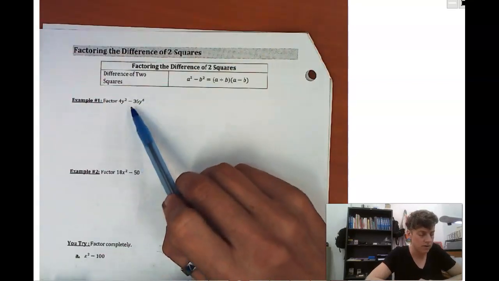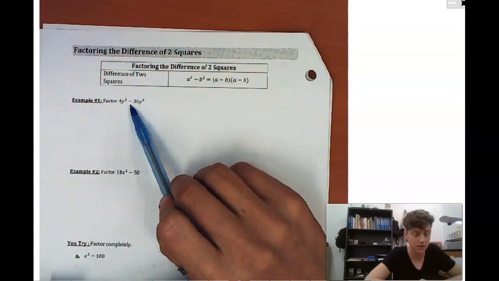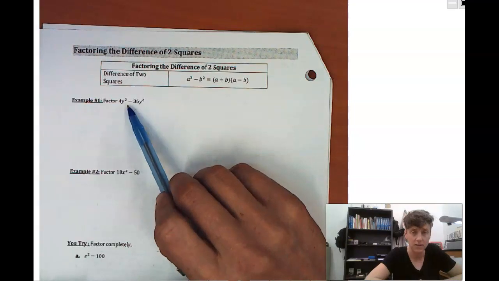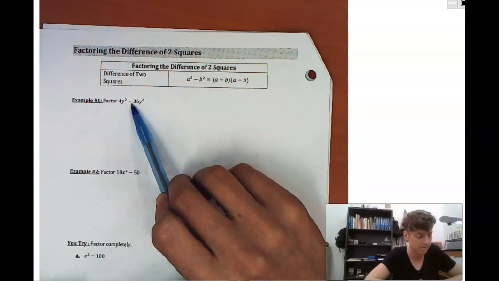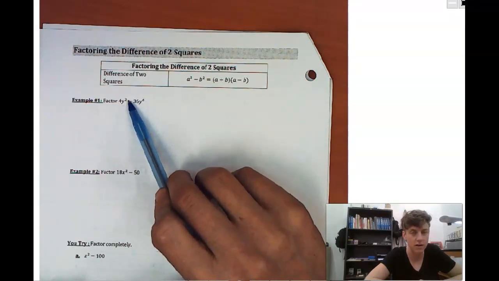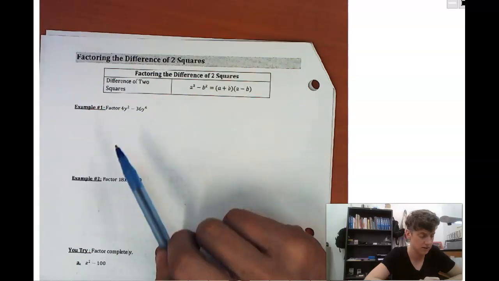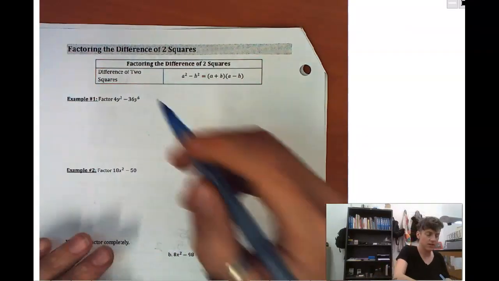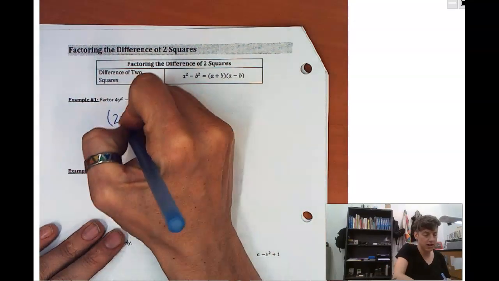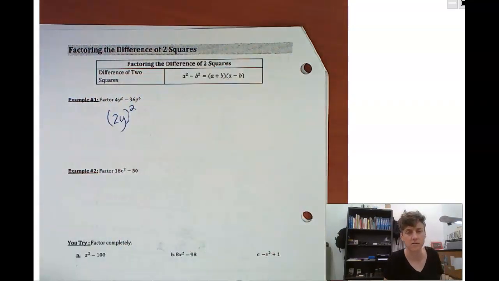So, first we need to decide, is this a difference of squares? Well, it's definitely a difference. It's definitely got a minus. Is 4y squared something squared? Why, yes it is. It is 2y, all of that squared.